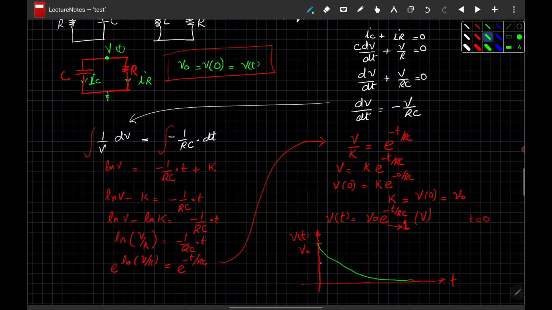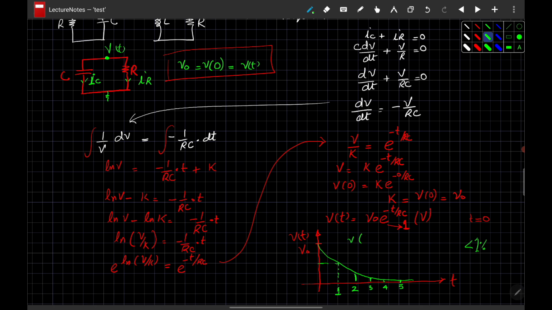But we define that when t over RC equals 1, this will be our tau equals 1 time constant. This will be our value at 2, this will be 3, this will be 4, and this will be 5. 5 is the value where we see that e raised to the power minus t over RC, when t over RC equals 5, is less than 1%. So we consider that our capacitor is totally discharged at 5 time constants.